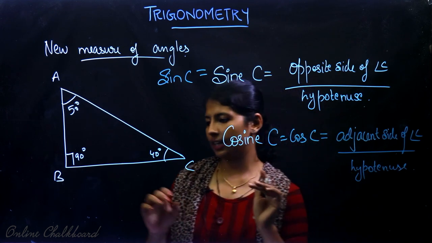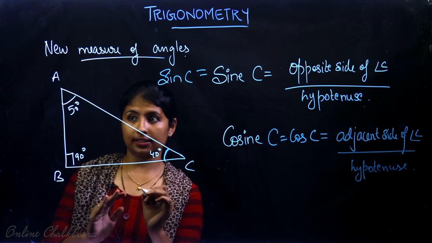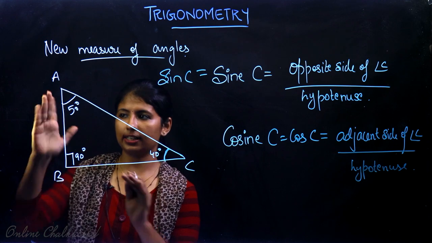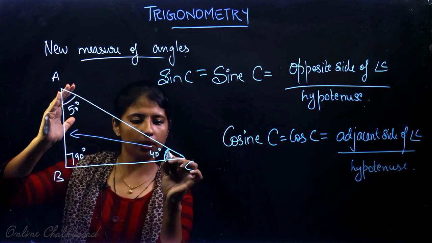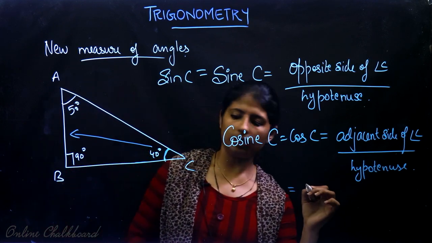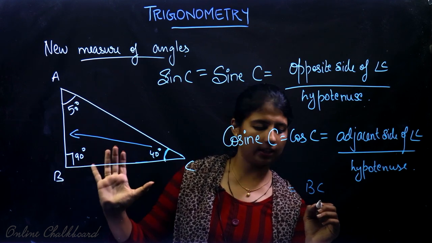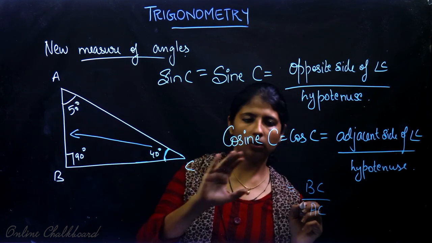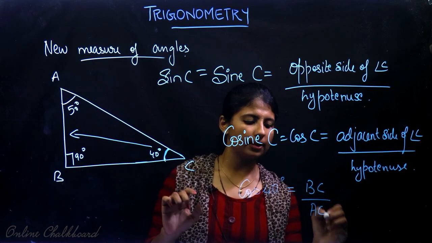Cos C is the adjacent side of angle C by hypotenuse. Adjacent side means the side that touches the angle, other than the hypotenuse. The opposite side is the one facing the angle. Here the other side is the hypotenuse. BC is the adjacent side, and the hypotenuse is the side opposite the 90 degree angle, that is AC. So cos 40 degree is equal to BC by AC.